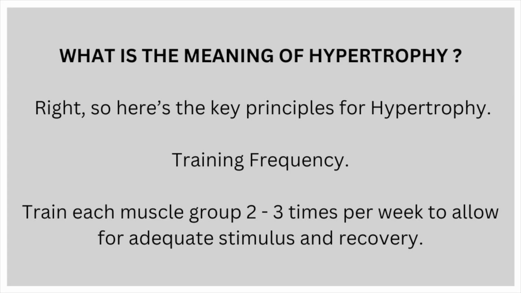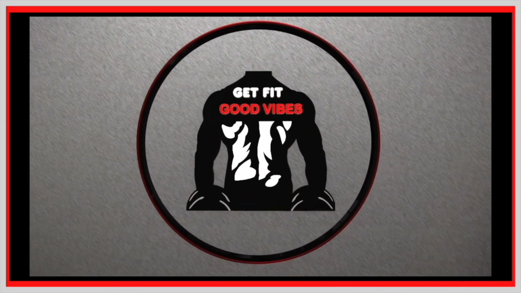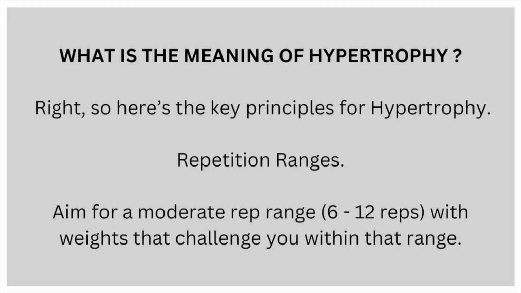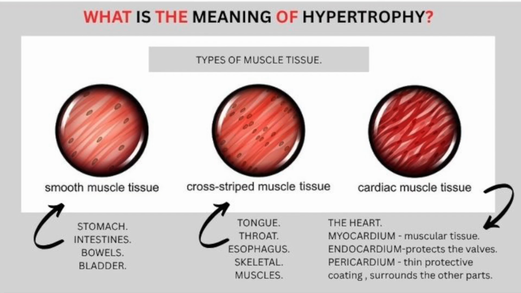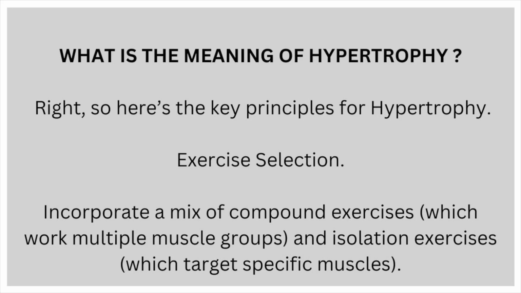Training frequency. Train each muscle group 2 to 3 times per week to allow adequate stimulus and recovery. Repetition and ranges. Aim for a moderate rep range of 6 to 12 reps with weights that challenge you within that range. Exercise selection. Incorporate a mix of compound exercises which work multiple muscle groups, and also isolation exercises which target a specific muscle.